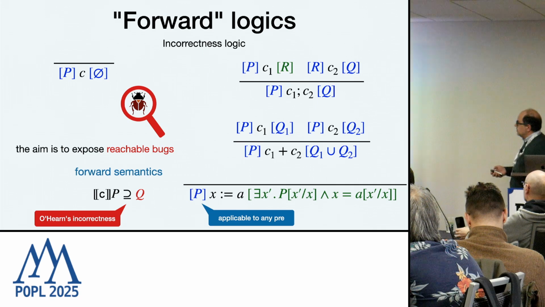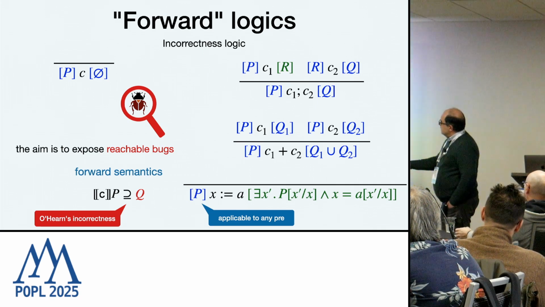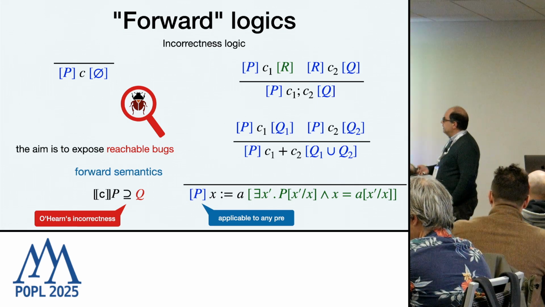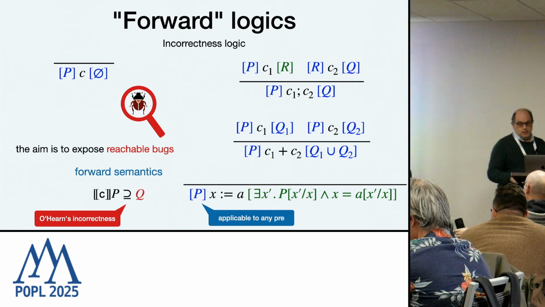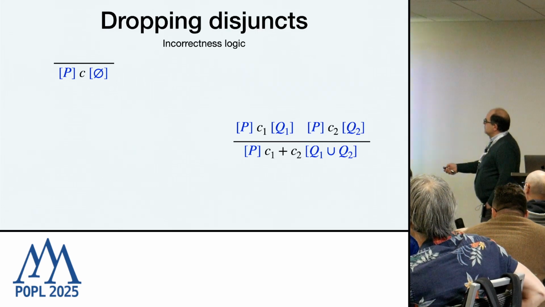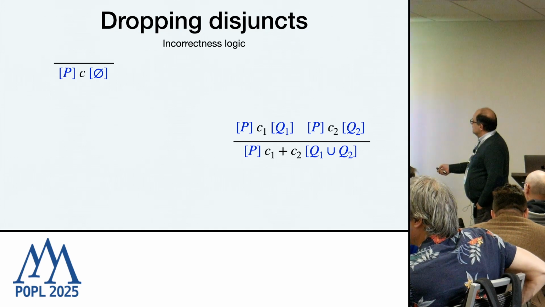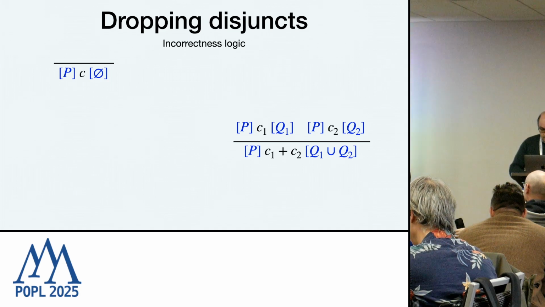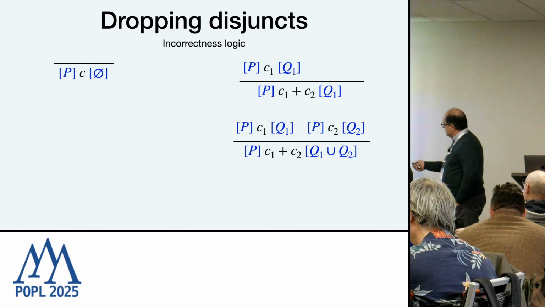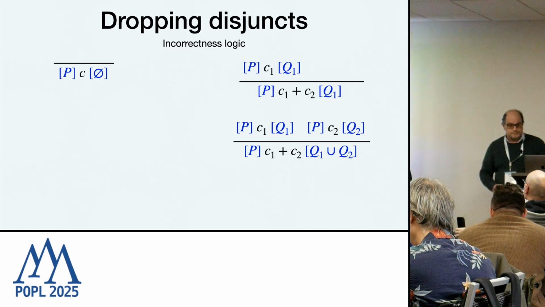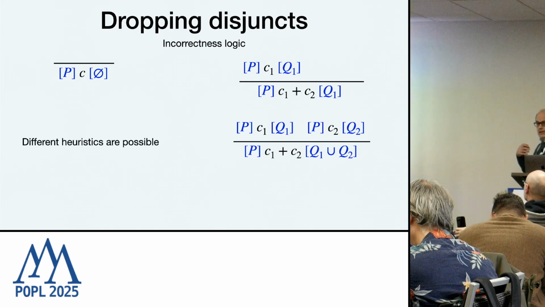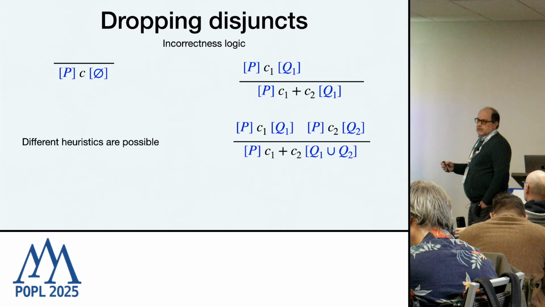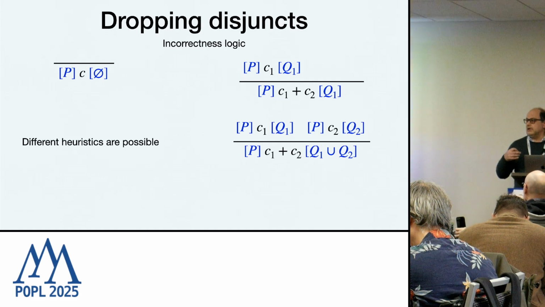Let me also point out that for incorrectness, you can always have the false postcondition that will give you a valid triple for any command and for any precondition. And by the combination of this fact and this rule, we can drop some disjunct in the inference. For example, we can forget about the outcome of C2. And so in the tool developed for incorrectness, you may design different heuristics that tell you which path to drop at which point.